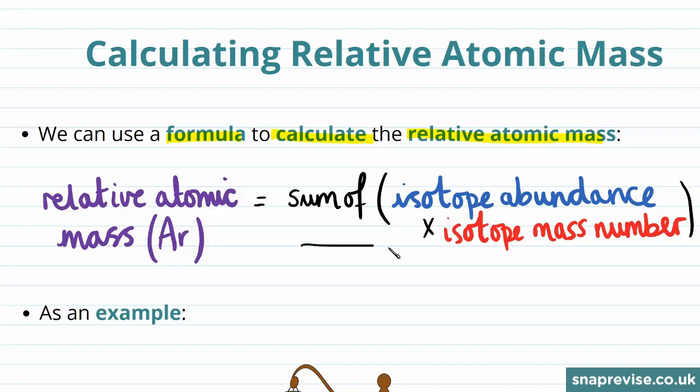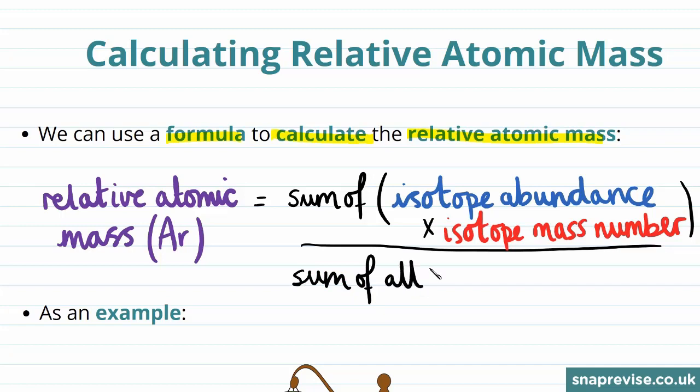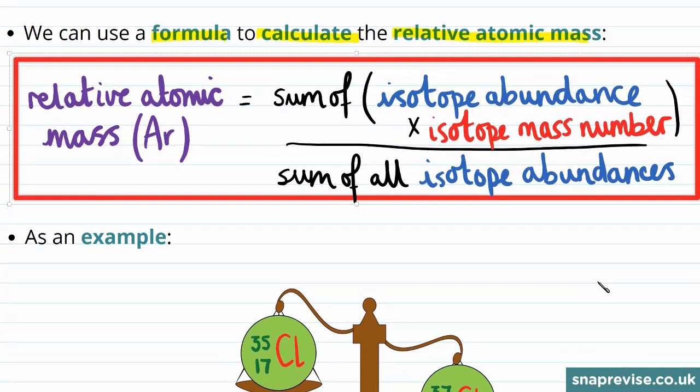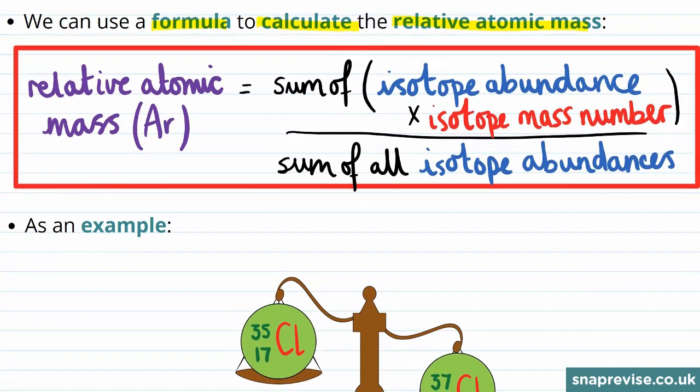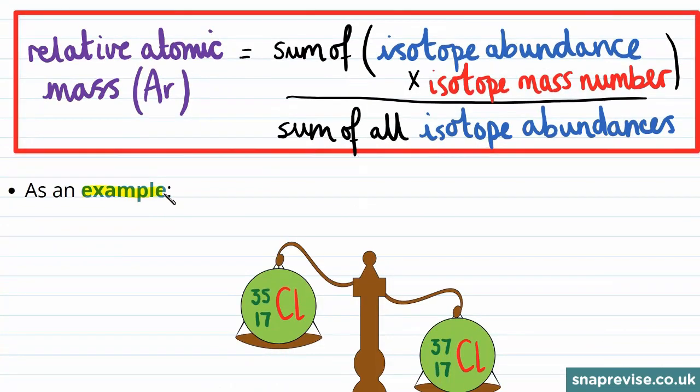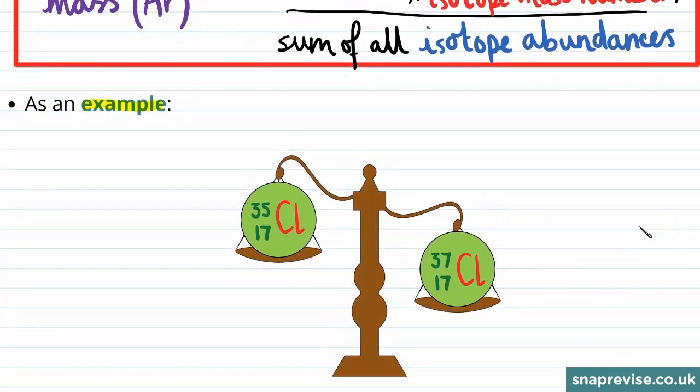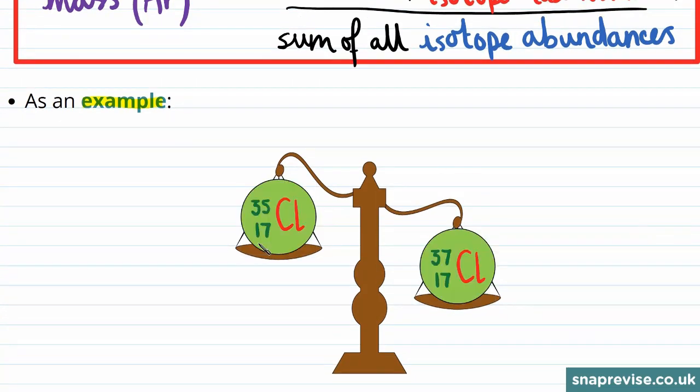And this sum of isotope abundance multiplied by isotope mass number is all divided by the sum of all isotope abundances. We can see what all of these terms mean by looking at an example. Our example of an element that exists as more than one isotope is the example that we just looked at, chlorine. We saw that chlorine exists as two different isotopes with mass numbers of 35 and 37.